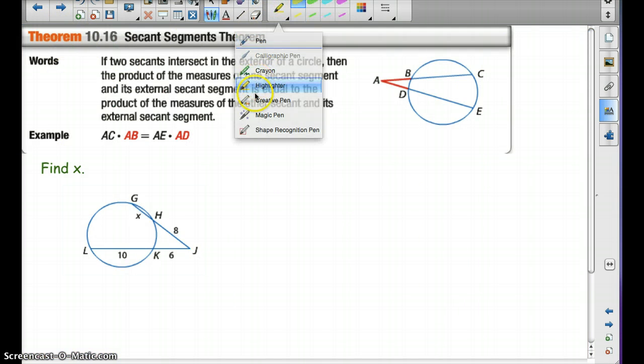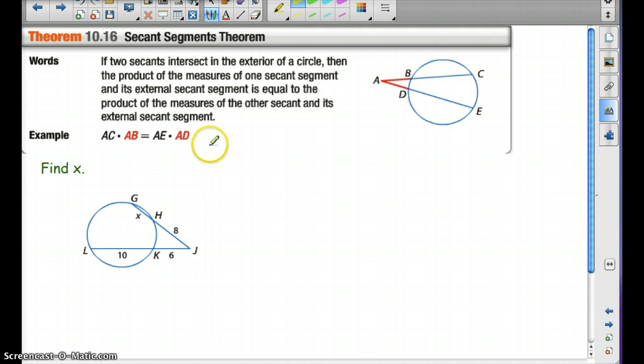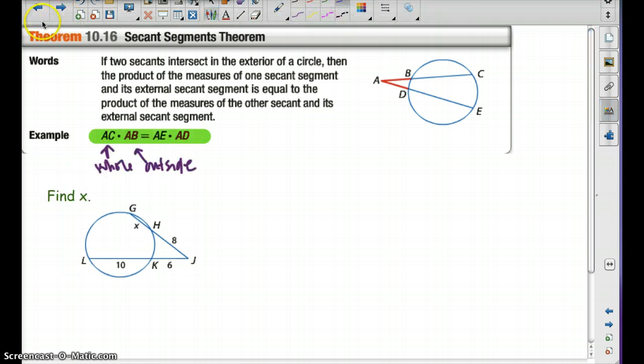The next theorem is 10.16. Go ahead and read through this and write this in your notebook. What this is saying is that if you have two secants that intersect on the exterior, so they have to intersect out here, then the product of the measures of one secant segment and its external secant segment is equal to the product of the measures of the other secant and its external secant segment. So how I remember this is the whole times the outside segment, the external secant segment. So remember the whole thing times the outside.